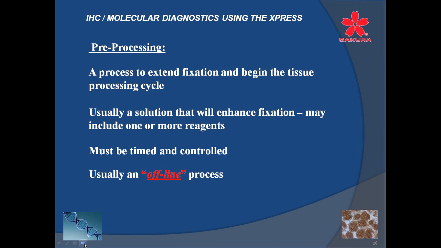I would think we could include tissue processing, which we should, in our validation process, because that does make a tremendous difference in whether some of the stains work or not, or the list could go on. Then if we move to the next area, which is pre-processing, for many of us, pre-processing is kind of a new term, a new buzzword, new technology, but in some ways it isn't. If I were to define this, I would say that pre-processing is a process to extend fixation and begin the tissue processing cycle.